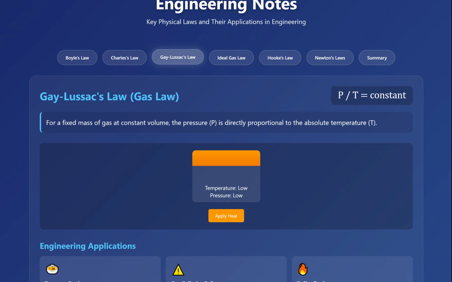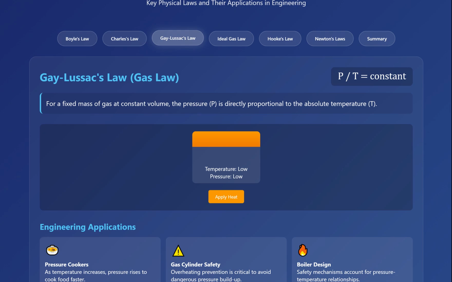You can look at another law called Gay-Lussac's law, or the simple term gas law. Also, this person did an experiment to look at volume, pressure, and temperature.